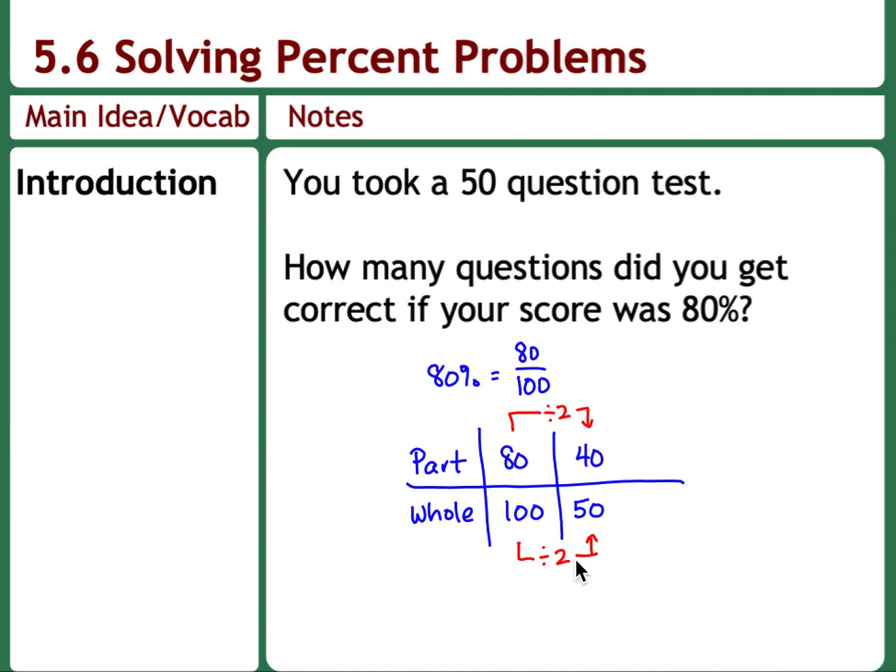And today's lesson is all about finding these percents. So we could actually say 80% of a 50 question test is 40 questions correct. So if you got 80% on a 50 question test, that is 40 questions correct. So we're going to use double number lines, we're going to use these ratio tables, and we're going to use fraction multiplication to do these types of problems.